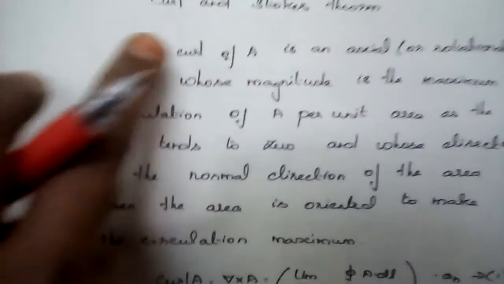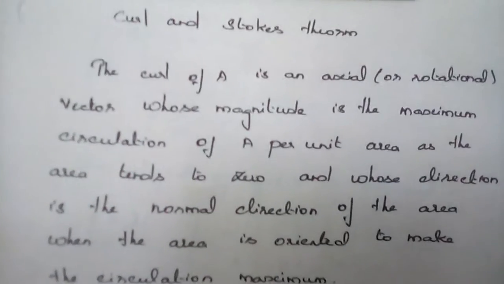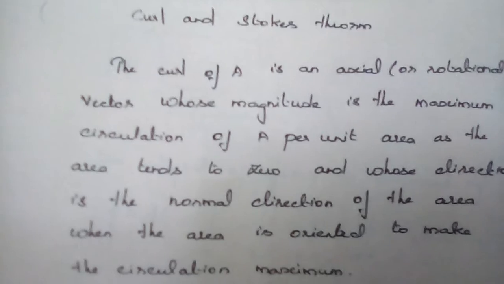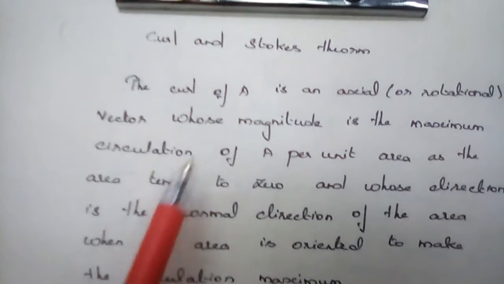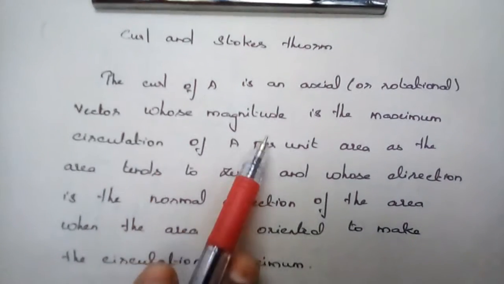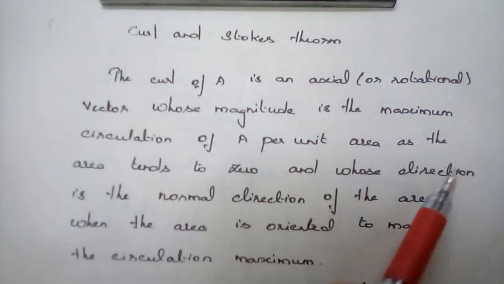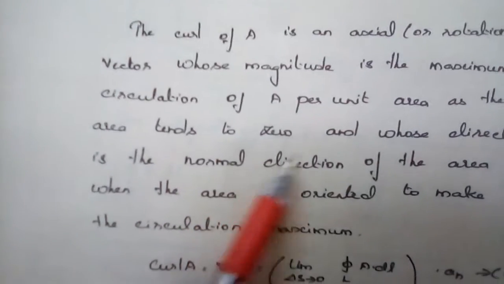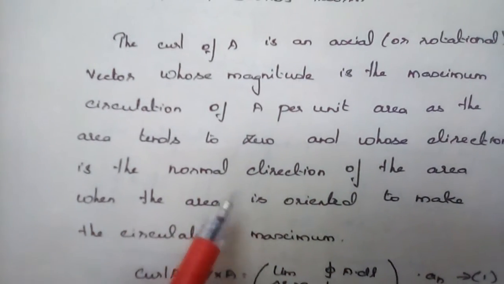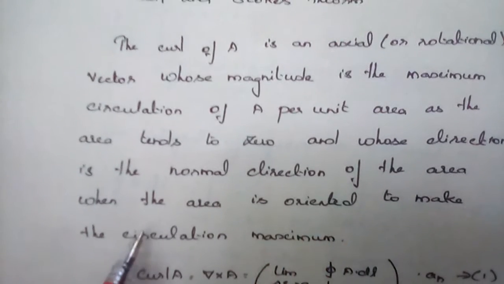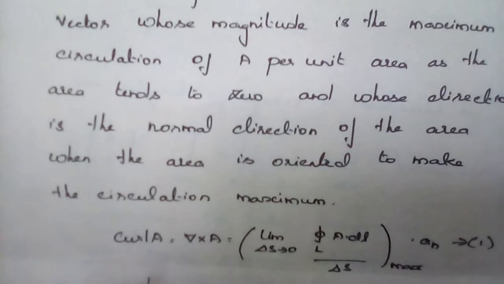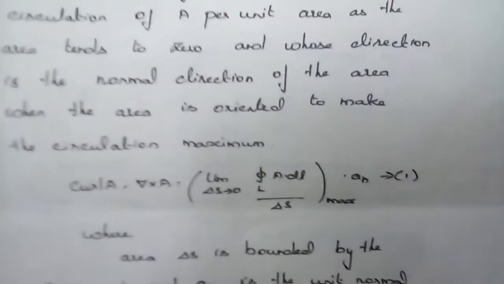Let us discuss the curl and the Stokes theorem. Okay, so initially let us define the curl. Curl of the field A vector is an axial or rotational vector whose magnitude is the maximum circulation of A per unit area as the area tends to 0, and whose direction is the normal direction of the area when the area is oriented to make the circulation maximum. Okay, so this is the definition.